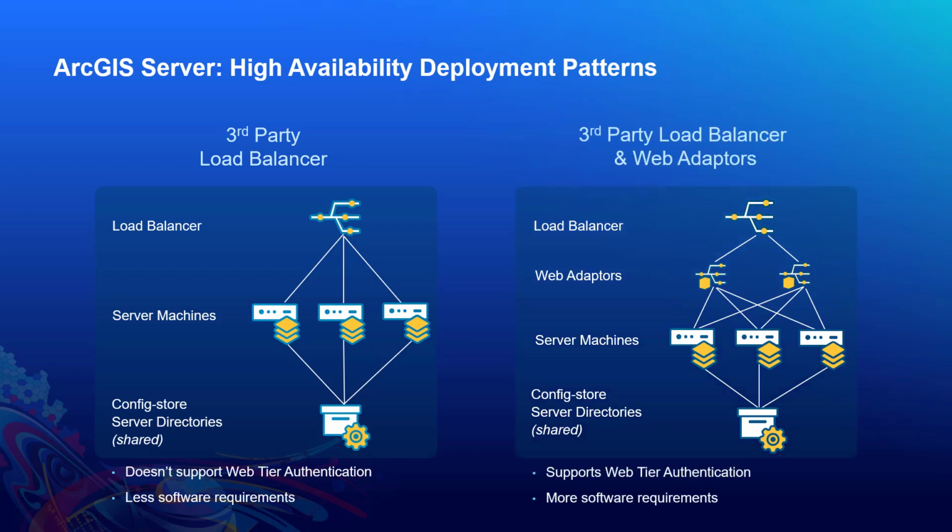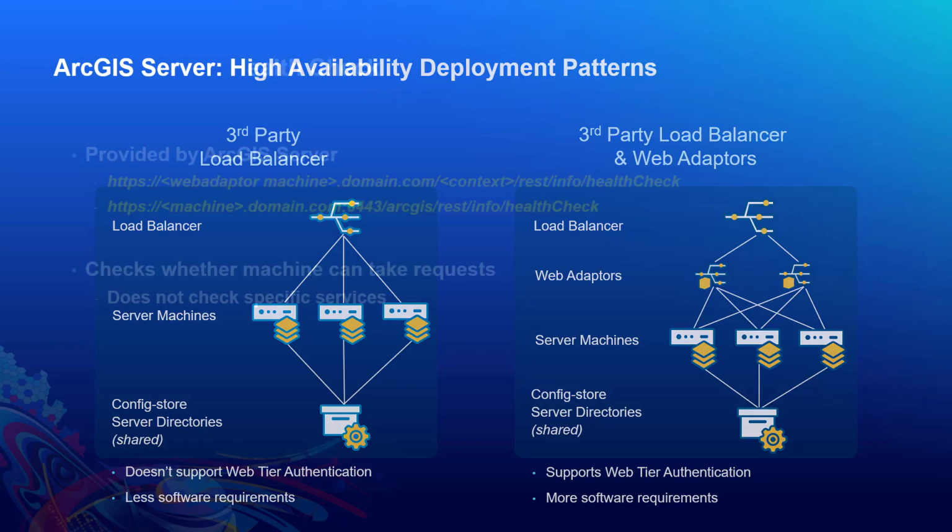The second pattern would be one that would take advantage of web adapters. You would still have a load balancer that forwards traffic to the web adapters that are configured with the multi-machine server site, and the web adapters would forward traffic to each server machine. The web adapters are aware of the health of the server machines, are able to send traffic only to healthy ones, and can keep track of which machines are participating or removed from the site. This pattern does support web tier authentication, but it would require more software, the requirement to install the web adapters on a running web server.